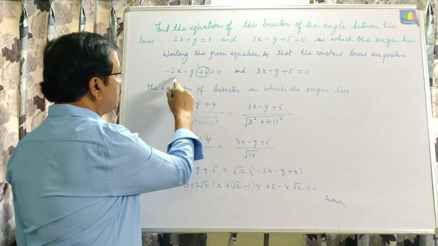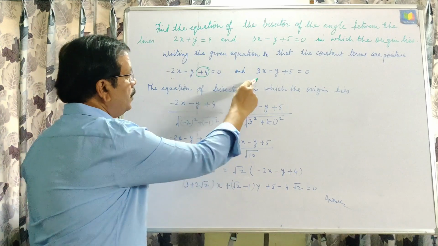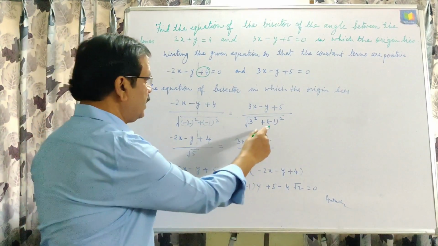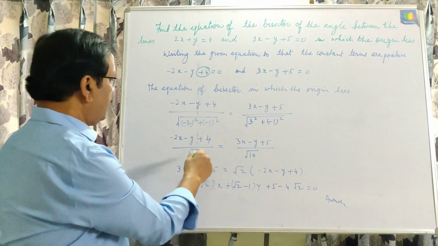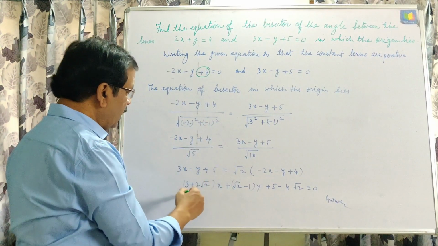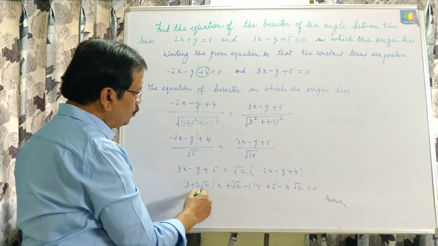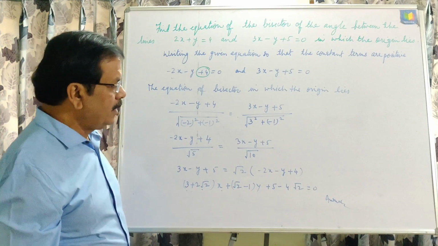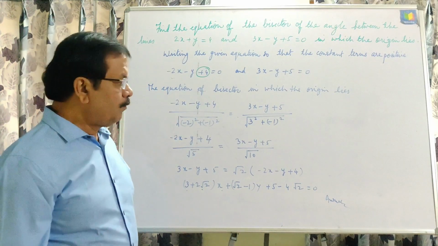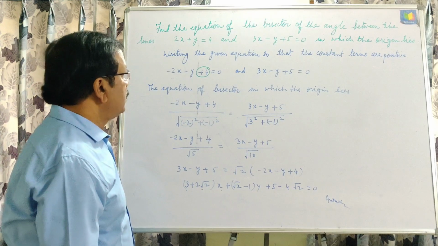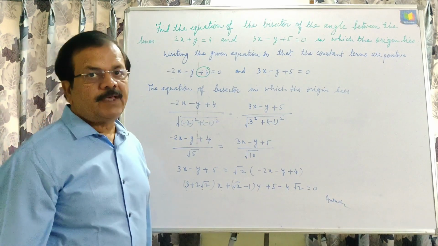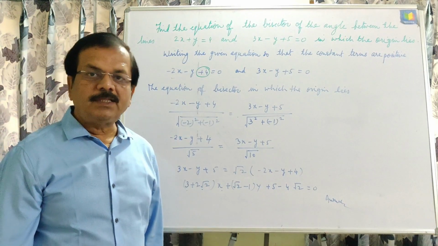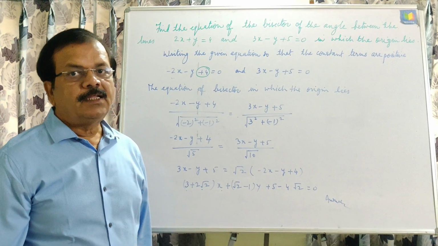And that is minus 2x minus y plus 4 upon root this square plus this square is equal to 3x minus y plus 5 upon root 3 square plus minus 1 square. Then after solving, we are getting 3 plus 2 root 2 within bracket x plus root 2 minus 1 into y plus 5 minus 4 root 2. This is the answer. Now this way we studied all types of questions with the topics in detail.